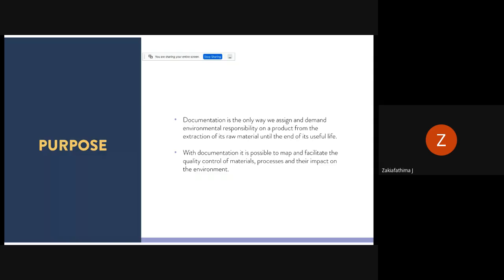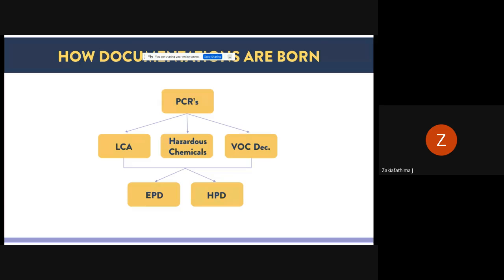Okay, so next is how your documentations are born. What are the processes that go behind the documentation? First is your PCR. PCR is your product category rules. Only if your product category rules are satisfied will you be able to call it a sustainable material. So what is considered under your product category rules? Life cycle analysis, hazardous chemicals, volatile organic compound declaration.